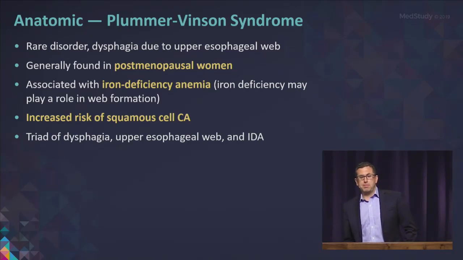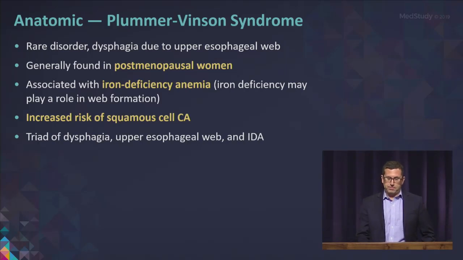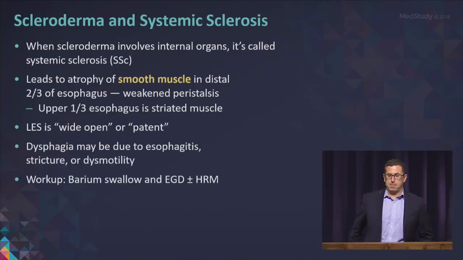Classically, it's found in postmenopausal women. It's associated with iron deficiency anemia, which it's felt that the iron deficiency may in some way be playing a role in the formation of the ring. And importantly, there's an increased risk of squamous cell carcinoma in this syndrome. So the triad is dysphagia, upper esophageal web, and iron deficiency anemia. If you see this on a test, it's Plummer-Vinson syndrome.